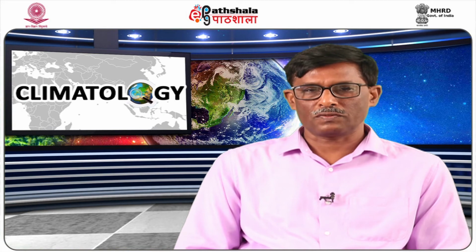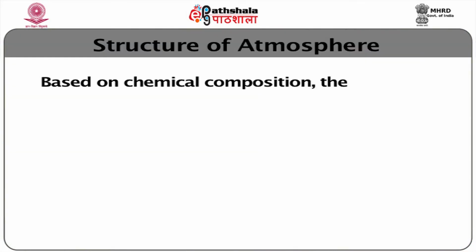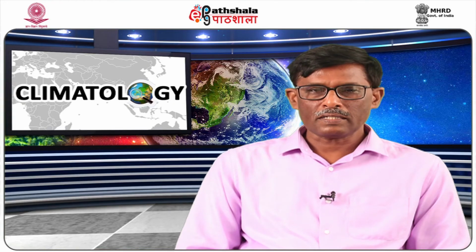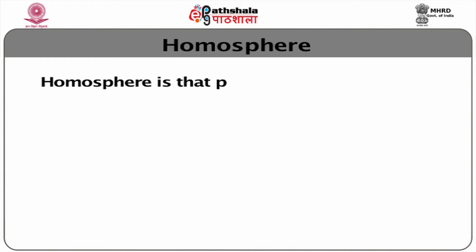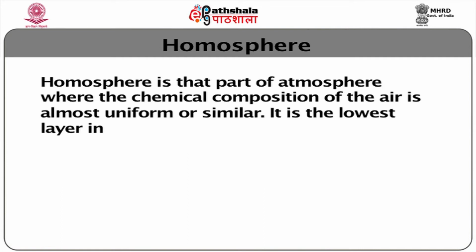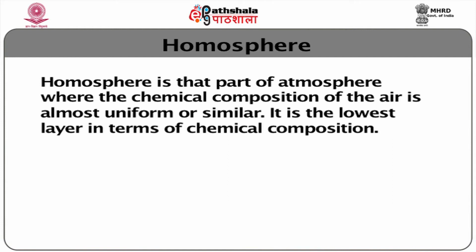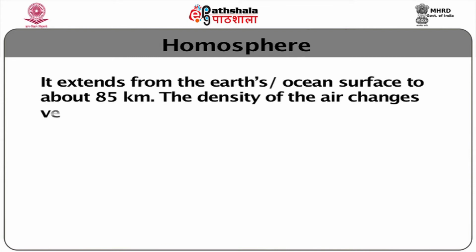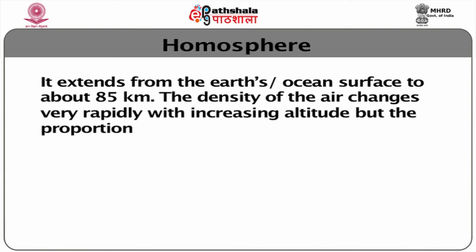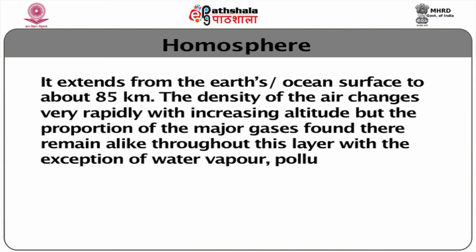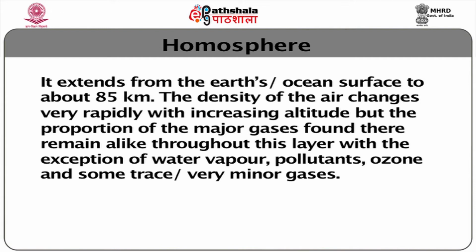Now, coming to the structure of the atmosphere. Based on chemical composition, the atmosphere is classified into two: homosphere and heterosphere. Now, let us see about the homosphere. Homosphere is that part of the atmosphere where the chemical composition of the air is almost uniform or similar. It is the lowest layer in terms of chemical composition. It extends from the Earth's ocean surface to about 85 km. The density of air changes very rapidly with increasing altitude, but the proportion of the major gases remains alike throughout this layer, with the exception of water vapor, pollutants, ozone and some trace or very minor gases.